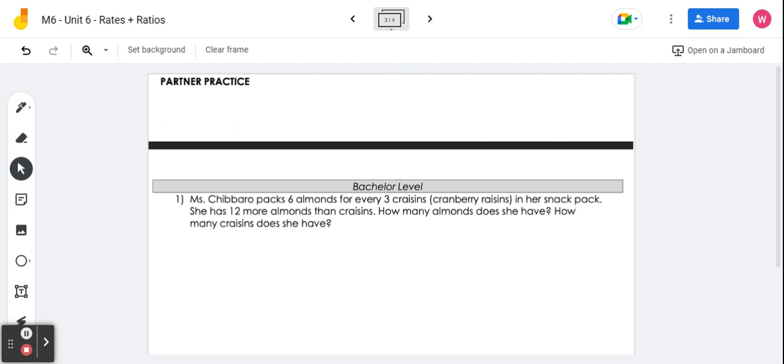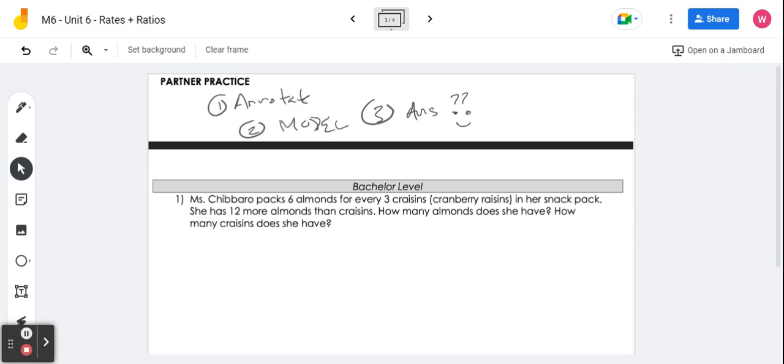So there are 3 things that we want to remember to do. Number 1, annotate. Number 2, we're going to want to draw our model. And then number 3, we want to make sure that we answer whatever the question is. All right, so it says Mrs. Chabarro packs 6 almonds for every 3 craisins, so the little cranberry raisins, in her snack pot. She has 12 more almonds than craisins. How many almonds does she have? How many craisins does she have?